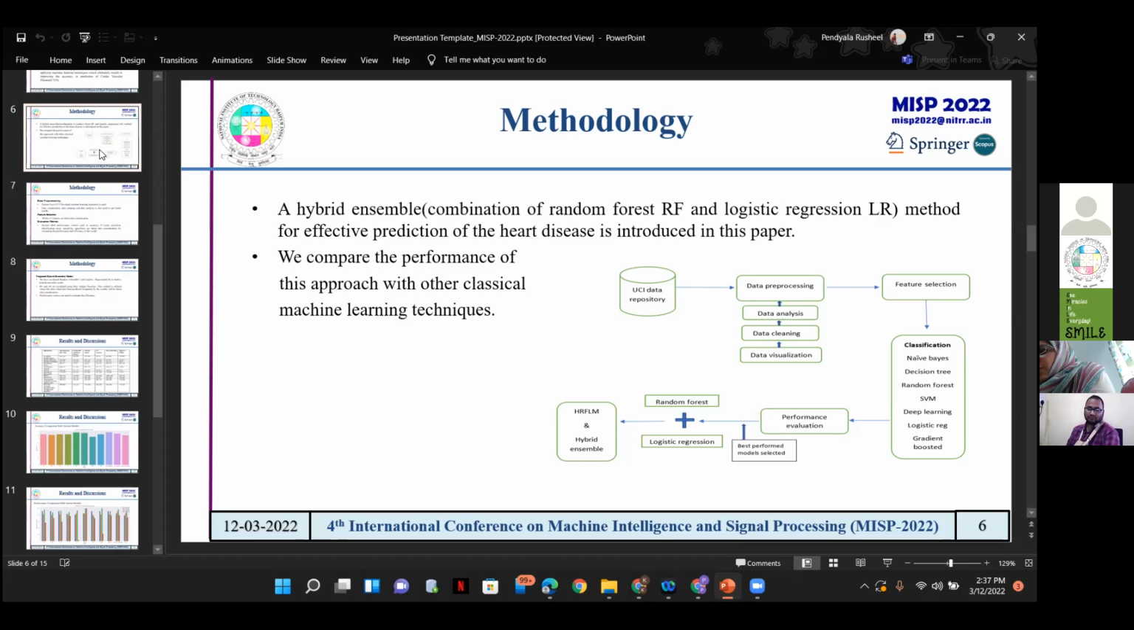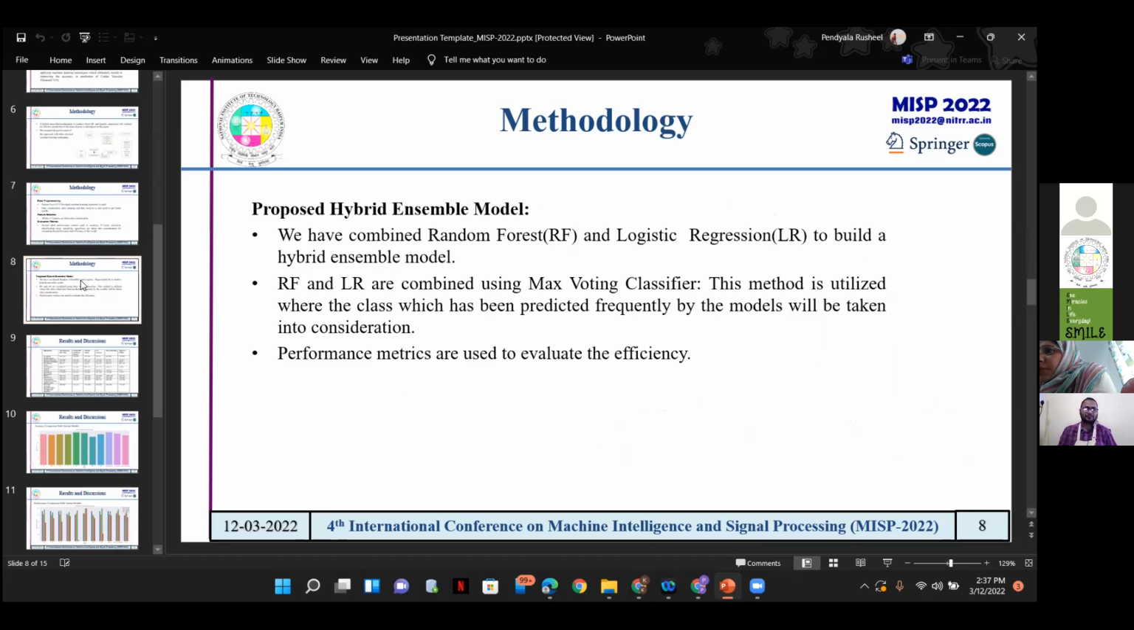How did you merge the output of the random forest and logistic regression? What kind of rule did you use to combine the output? We used the max voting classifier, ma'am. We used the soft voting method. Okay. Slides for result and discussion. Yes, ma'am.